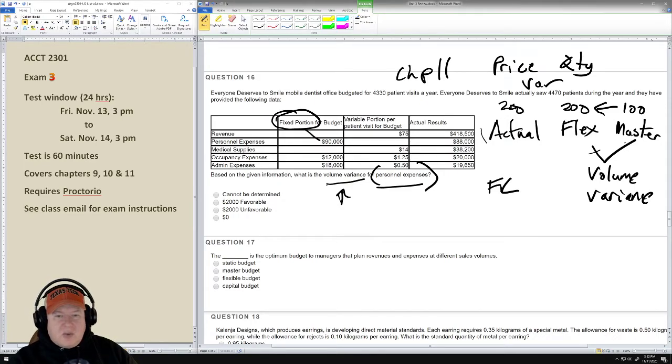So if you notice, this fixed portion is 90,000. So based on the given information, what is the volume variance of personal expenses? Well, the volume variance is where we change from the master to the flexible budget by increasing volume. However, fixed costs do not change with the change in volume. So what would I say here? I would say that the volume variance is going to be 0 because by the very nature that it's fixed, it doesn't change. So that's why I say this is a knowledge question hidden behind a bunch of numbers.